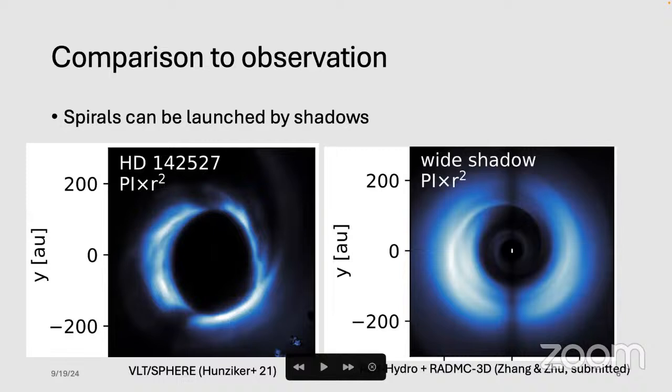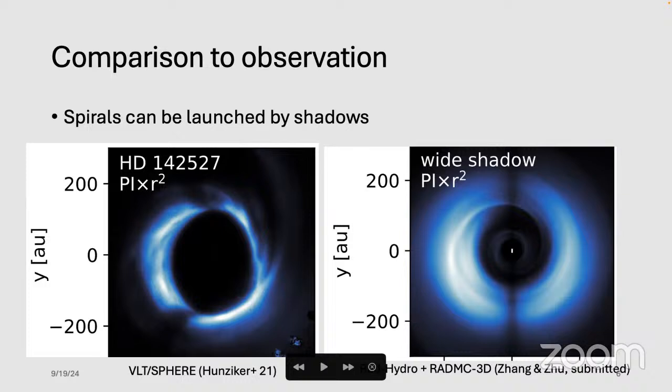We can also compare our simulation with observations. So this is a famous disk with shadows and also spirals, HD 142527. You see one shadow here, the other shadow there, and there are spirals seemingly launched by the shadows. In our simulation, we put it in a radiative transfer code, and we also see there are shadows and spirals launched by the shadow. So this is really good.